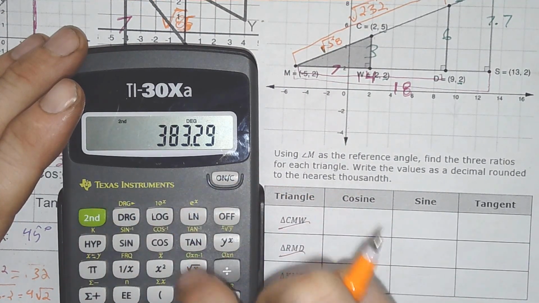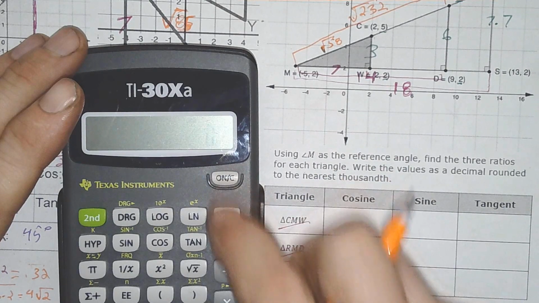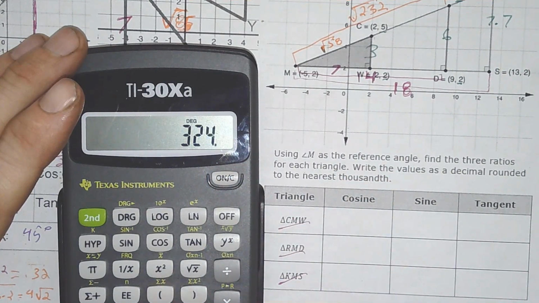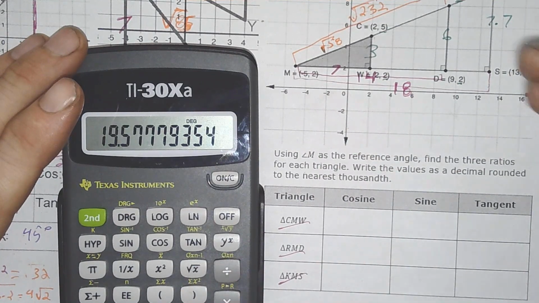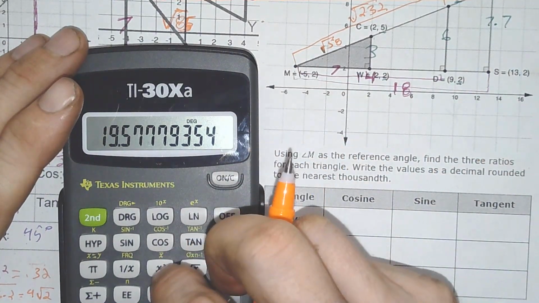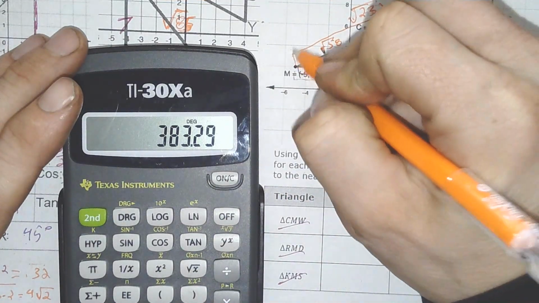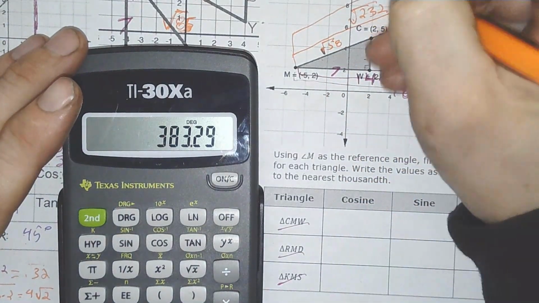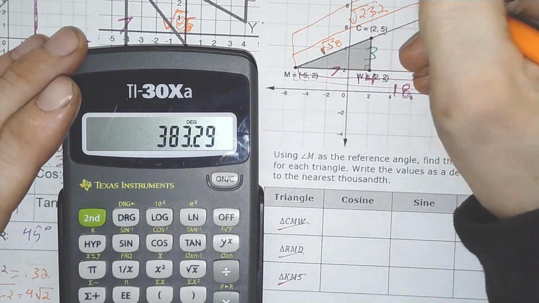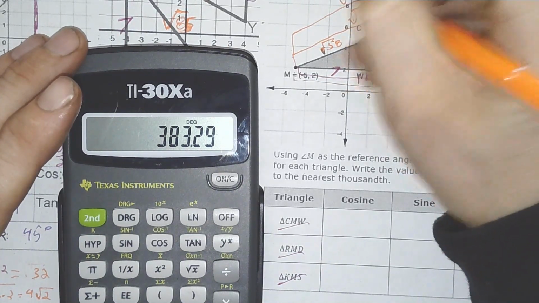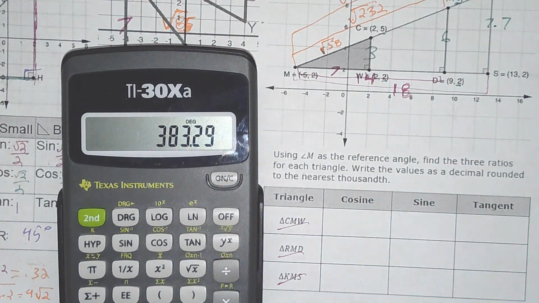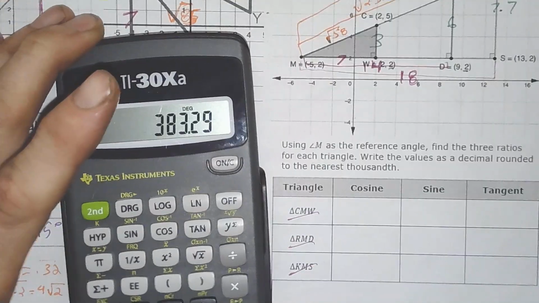And we'll take the square root of that. 18 squared plus 7.7 squared, and I'll take the square root of that. And that's 383.29, square root of that. Okay, so that's how we're doing those ones.